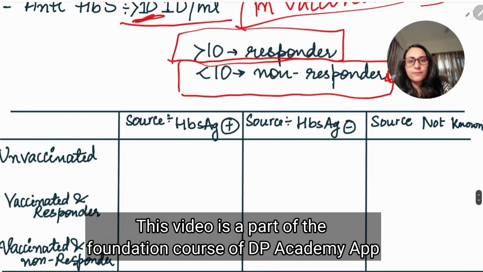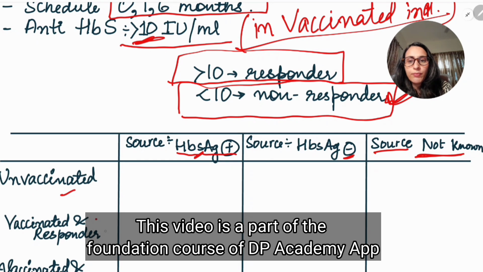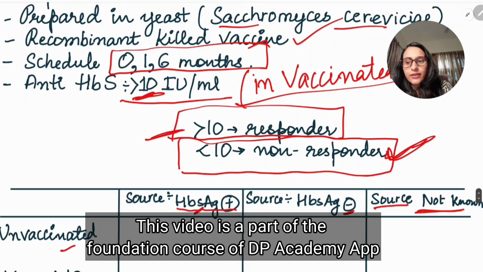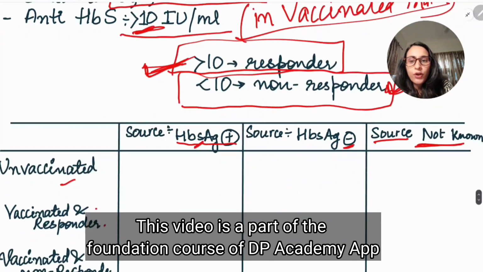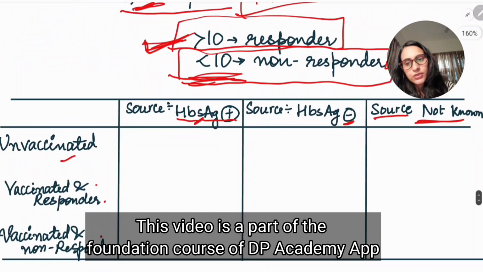So we are going to see a table for vaccination. This is for a needle stick injury. If you have accidentally come across a needle stick injury, the source, that means the person from whom you got the needle stick, may have surface antigen positive, surface antigen negative, or the surface antigen status may be unknown. And this is your category: unvaccinated, vaccinated responder, meaning the antibody titer is more than 10, or vaccinated but the antibody titer is less than 10, meaning antibodies have not formed.